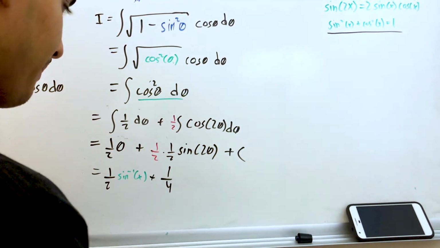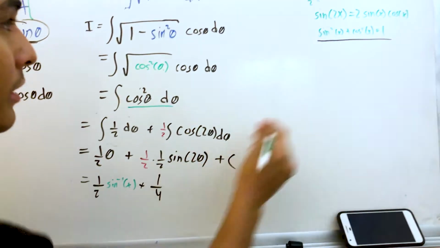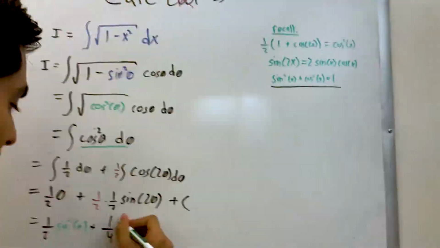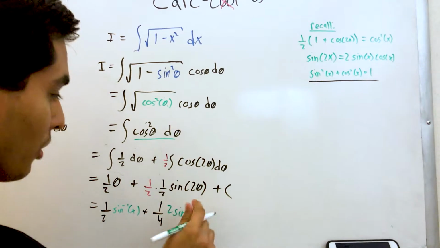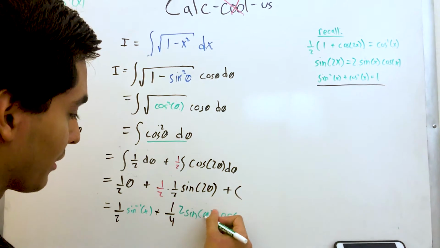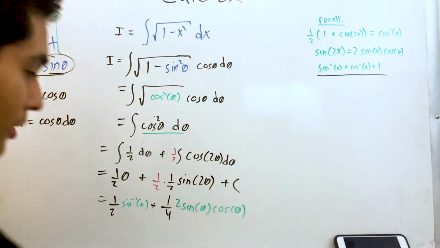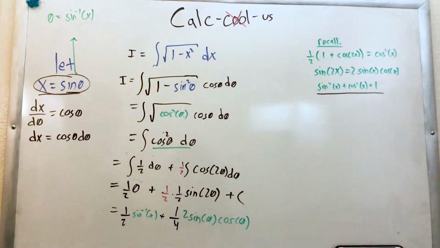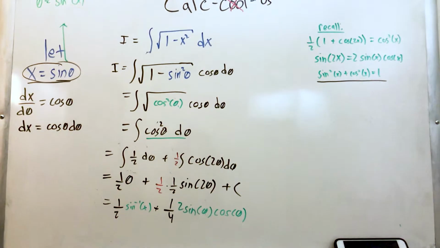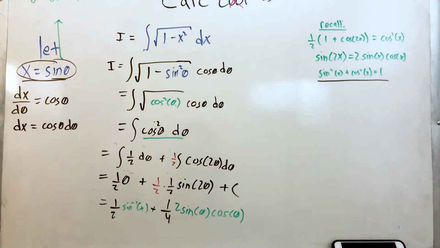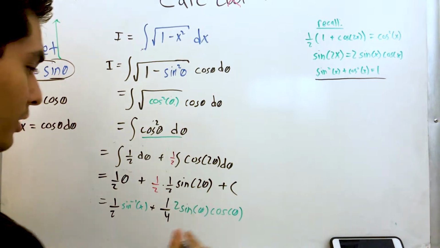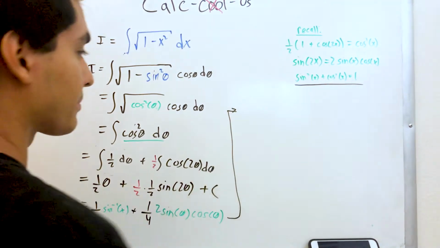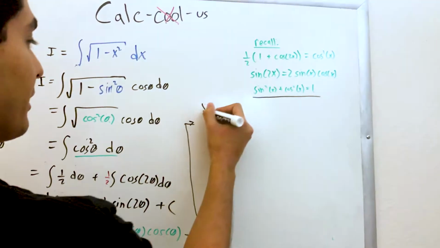So this is going to be 1/4 times 2 times sine of theta times cosine of theta. Okay. All right, so this is better. So if I replace that theta term again, I'm going to write it over here, if that's cool with you guys. Okay, so I'm just going to rewrite it.